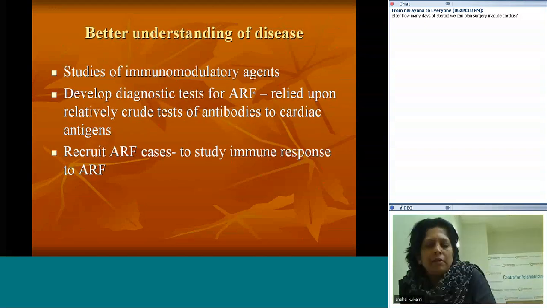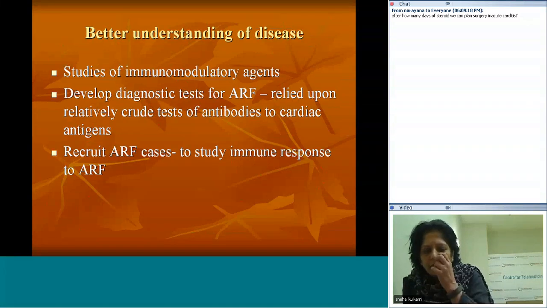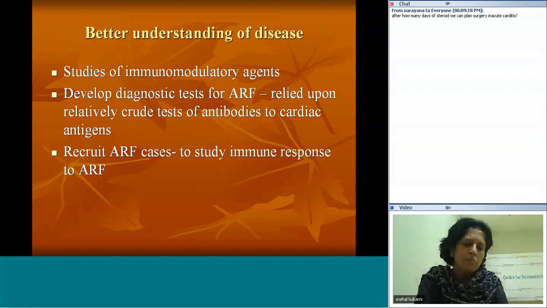Then we really need to work for a better understanding of the disease. We need studies of immunomodulatory agents and to develop diagnostic tests for acute rheumatic fever, which rely upon relatively few tests of antibodies. Actually, nowadays they are just relying on the antibodies to cardiac antigens. So we need to have some specific diagnostic tests for diagnosis of rheumatic fever. And we have to recruit acute rheumatic fever cases to study the immune responses or immunological status of these patients. So we really need to work on a better understanding of the disease.